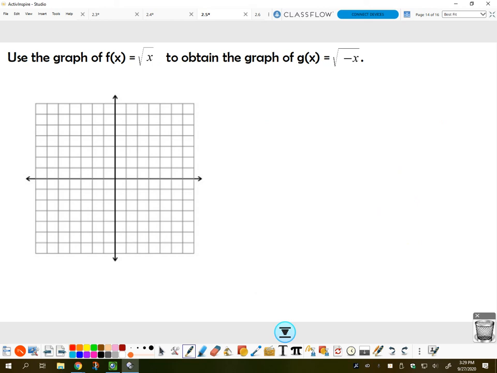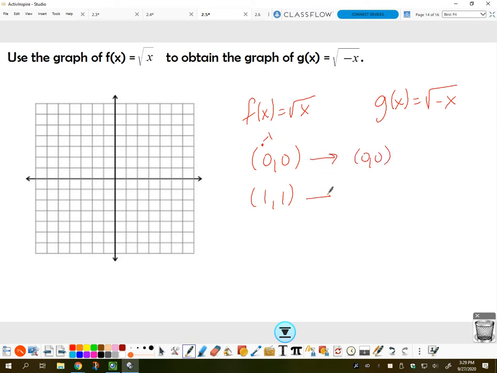All right, so here we have f of x is the square root of x. So the points are 0, 0, 1, 1. G of x, we are doing the opposite of the x's. So multiply your x's by -1. And so we have a point here, we have a point here. We know square root looks like this. So if we want to reflect that over the y-axis, it would look like that.